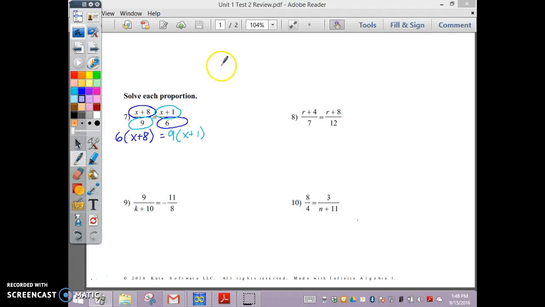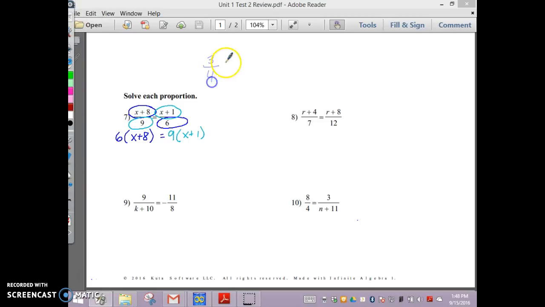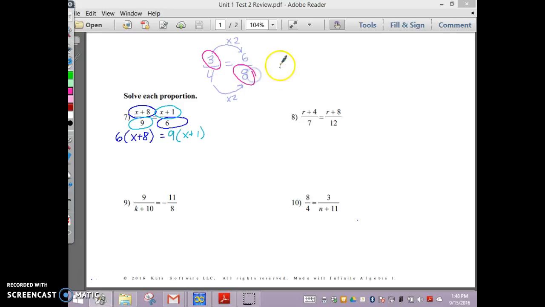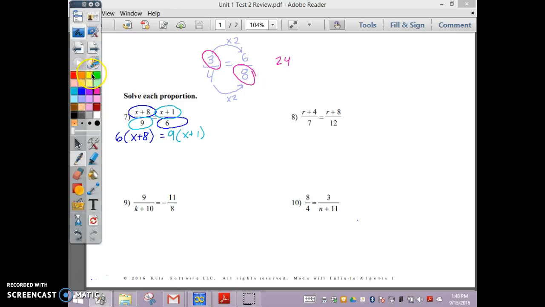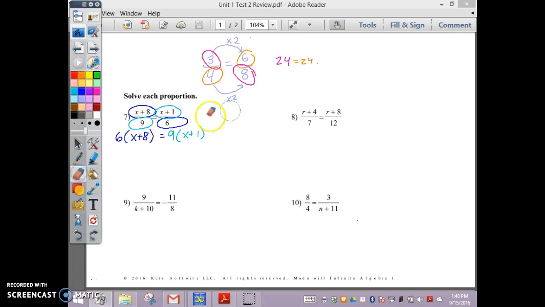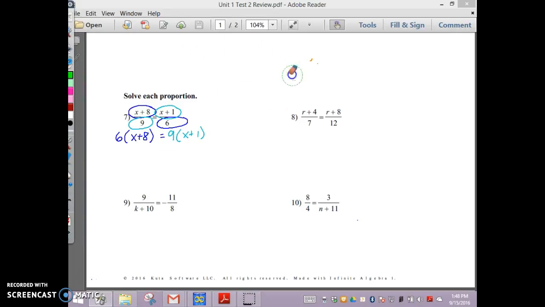So this works because if I think of any fractions that are equivalent, yes, of course, there's a times 2 relationship here. That's one way to look at the relationship. But there's also a diagonal relationship. 3 times 8 is 24, and 6 times 4 is 24. We have this diagonal relationship that we see. And it sets up a nice equation for us of variables on both sides.